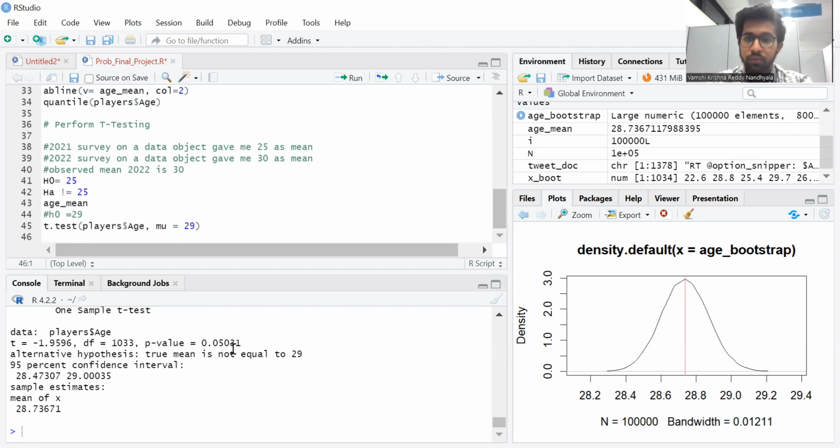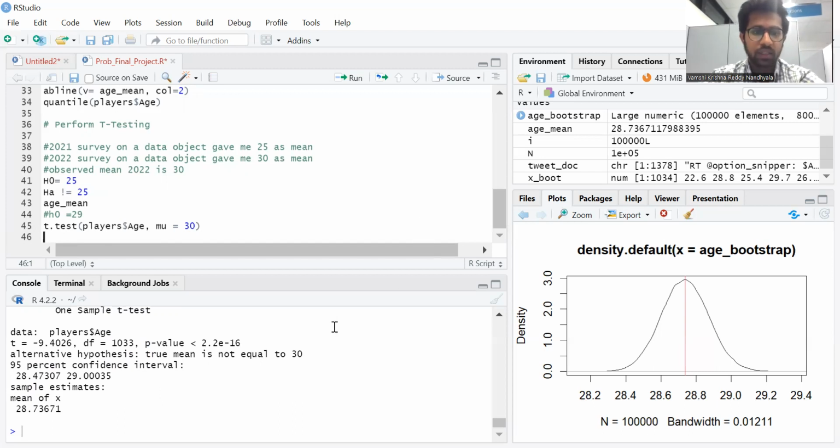That means we are going to consider last year's mean as 29 instead of 28.7. As there is very little difference between the assumed mean and the true mean, I'm just going to take it as 30, so that you can clearly justify the value of p and also the confidence interval. So I'm just taking 30.